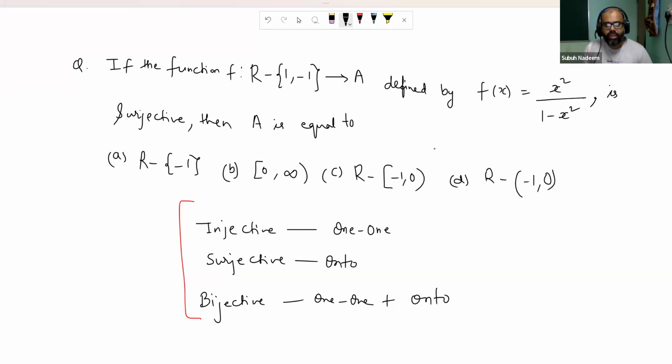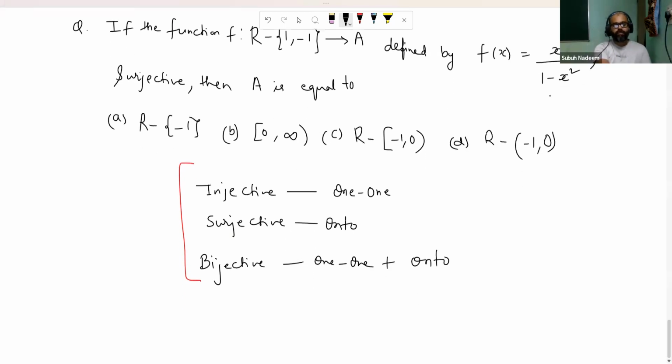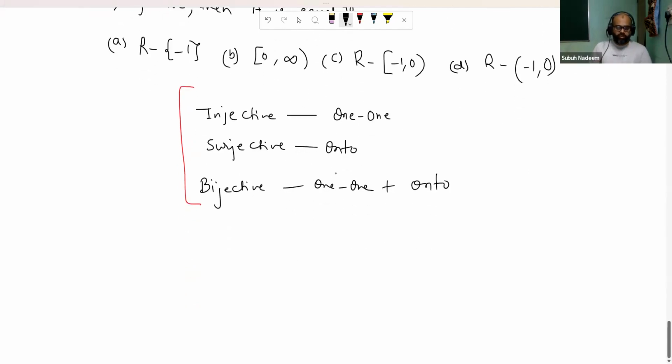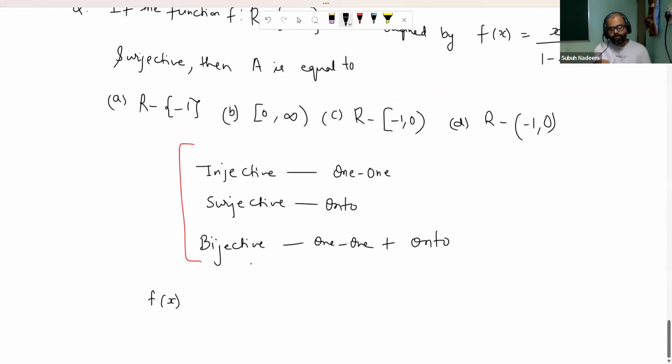Okay, Muhammad Sharif saying it is D. Okay. So can you tell Muhammad Sharif how have you approached this question? I just took f of x, I just took x as minus 1 equal to minus 1, then it did 1.